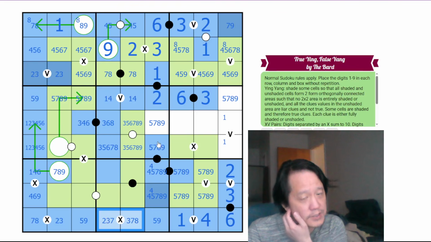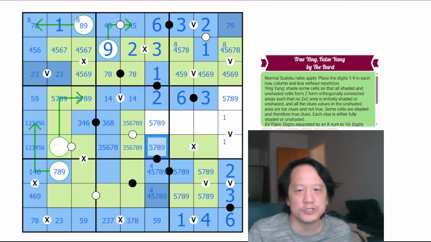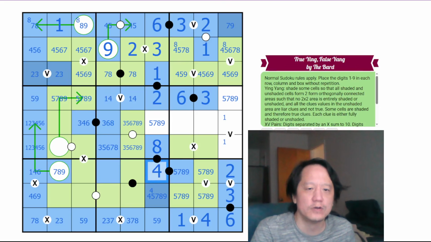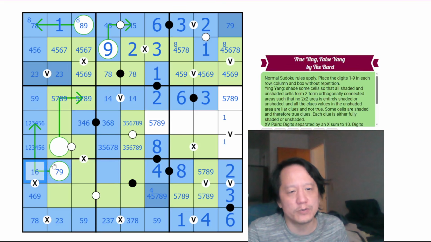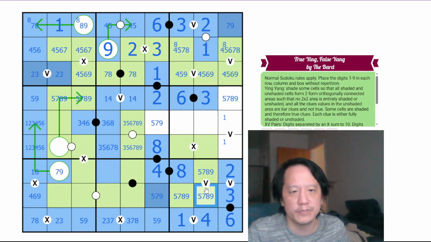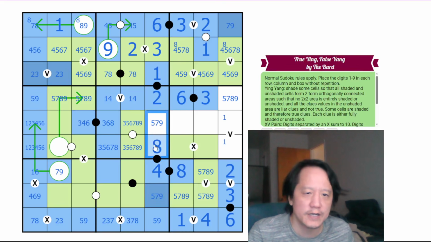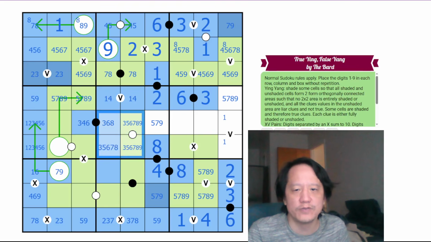Let's see. So these must be in a 1 to 2 ratio, which means this is 8 and 4. That's the only pair left. That makes that 8 there. So no more 8 here, no more 4 there, because of 4 and 8 in the row. No 4, 8 here, no 8 here. That means this can't be 4. This is 5, 7, or 9. 8 eliminates 8 in the rest of the box. So these can't be 8.